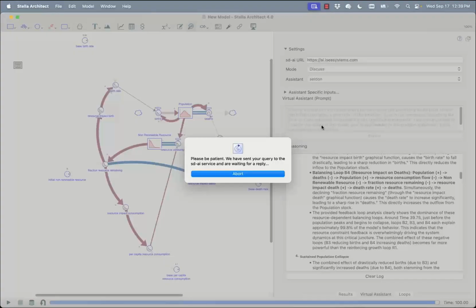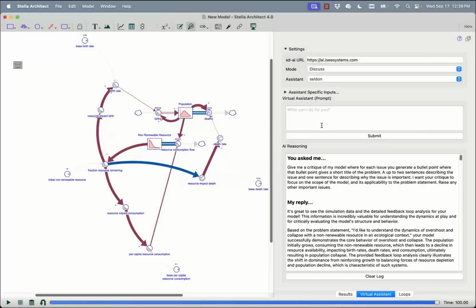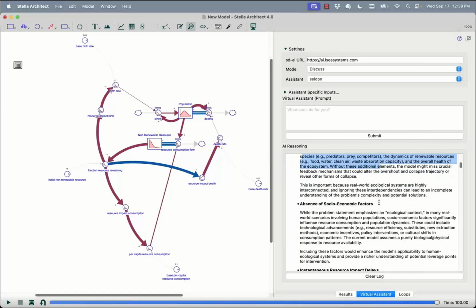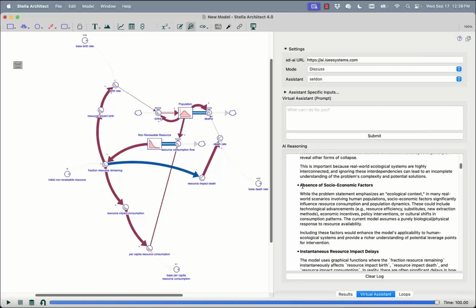By default, I've set up Selden to be very long-winded and wordy. If you want Selden to shut up and get to the point, prompt it to do so. It will listen. It will follow that instruction. So it talks about the limited ecological context. The model currently focuses on a single population and a single non-renewable resource. In my problem statement, I talked about an ecological context. So why aren't there predators and prey and the dynamics of renewable resources? This is a pretty important one.